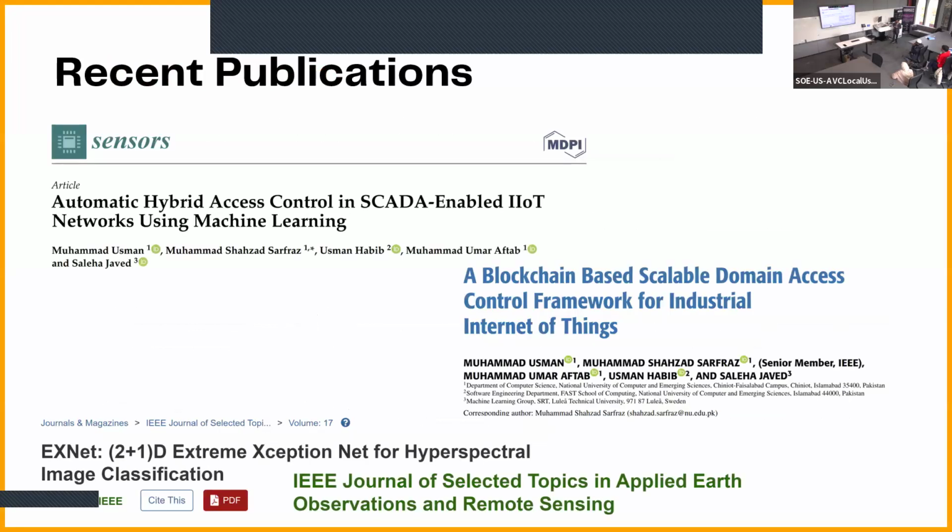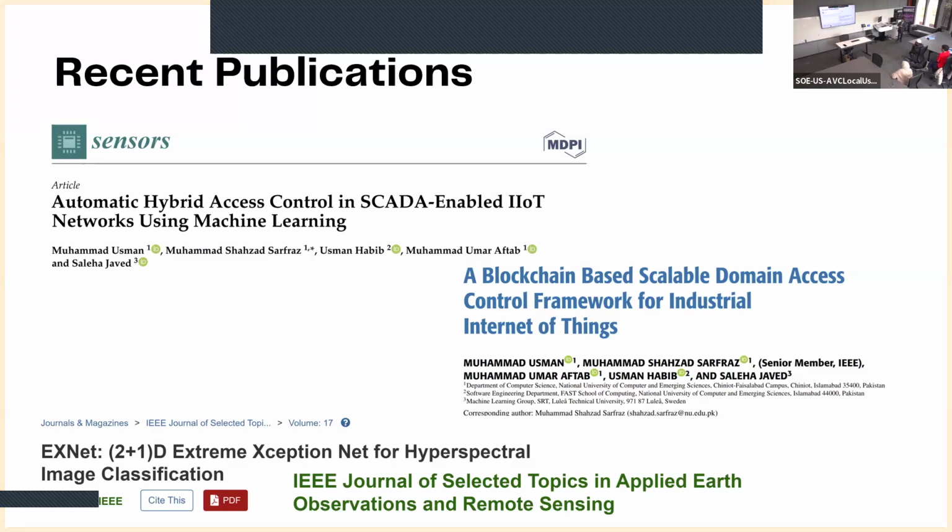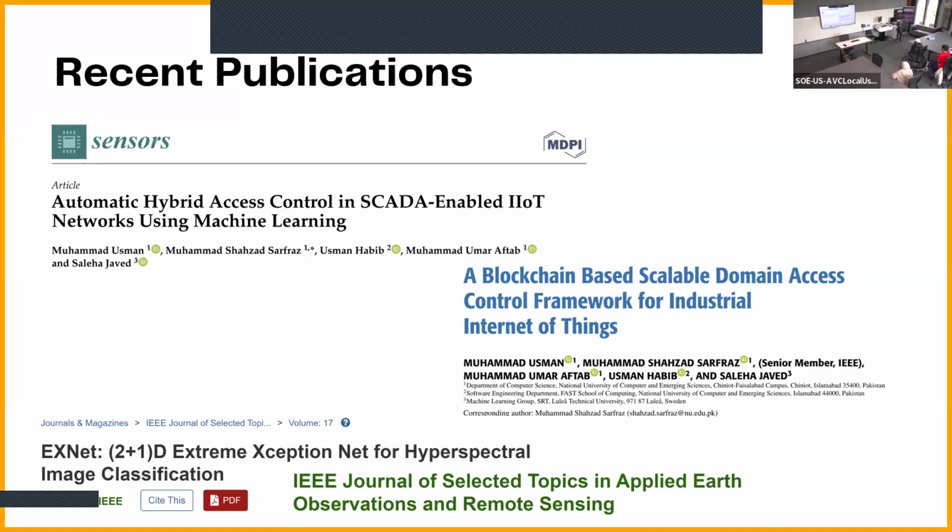And these are a few recent publications of our research group. We are not only focusing on remote sensing and GIS, and maybe one is more relevant to you: automated hybrid access control enabled industrial IoT network using machine learning and blockchain-based scalable domain access control. These are the recent publications published during 2024, and the last one in IEEE Journal of Selected Topics, and it's XNet.